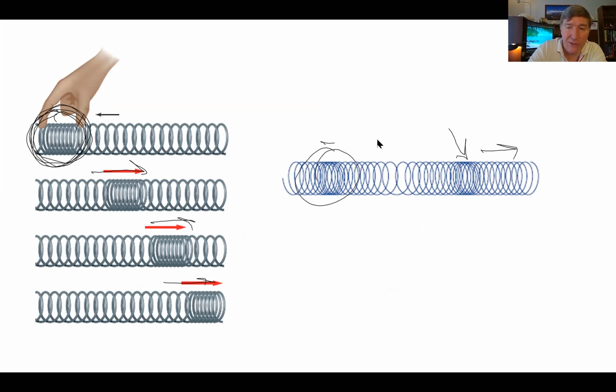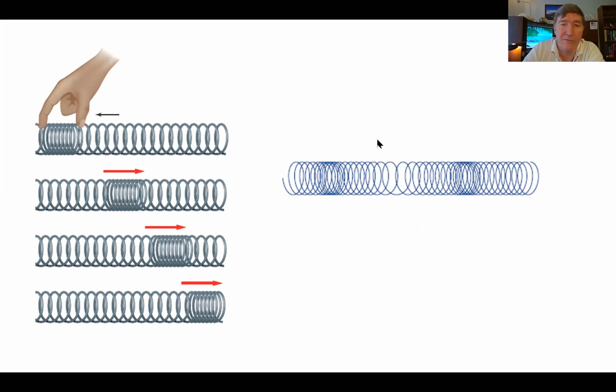This is the next compression pulse coming along in between. And notice that in between these two regions of high pressure, there's a region of low pressure here. So this is exactly what a sound wave is. So imagine we've got a longitudinal wave like this.